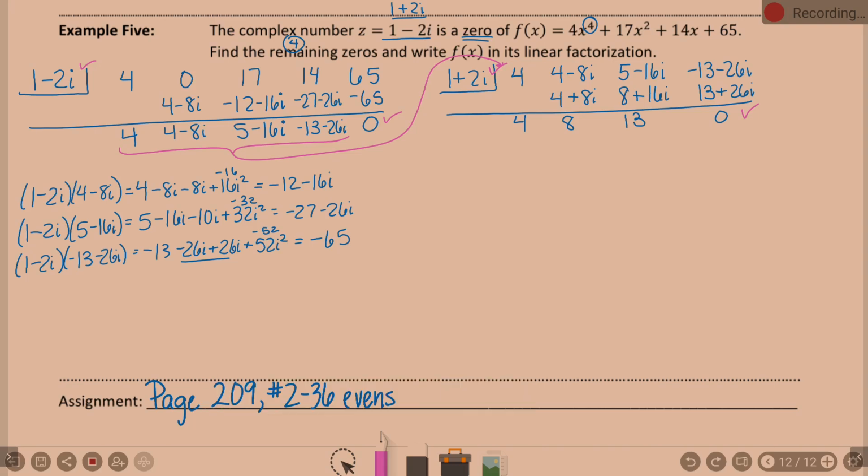This should be 4x squared plus 8x plus 13. We're going to take this factor and set it equal to 0. How am I going to solve this? Can you factor? Nope, not factorable.